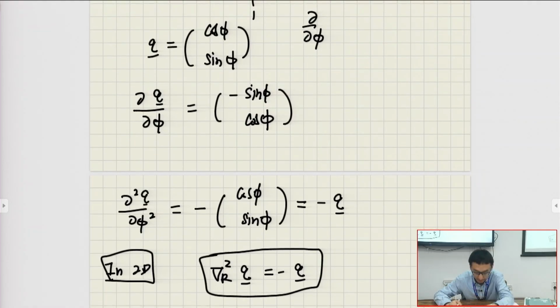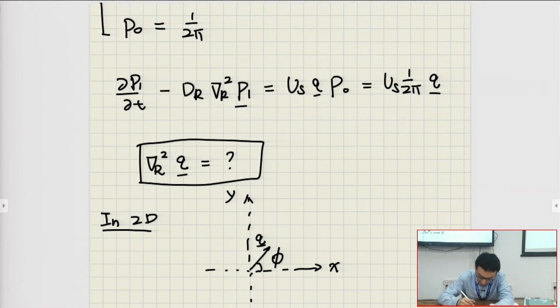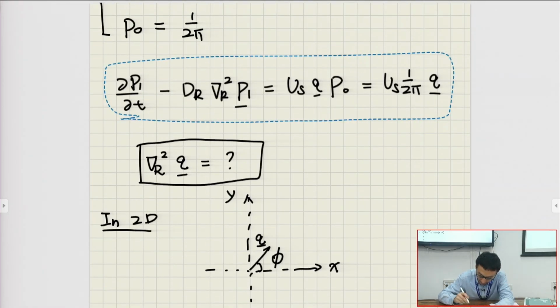So let's go back to the equation we're trying to solve. We're almost there. So I'm solving this equation here, right?